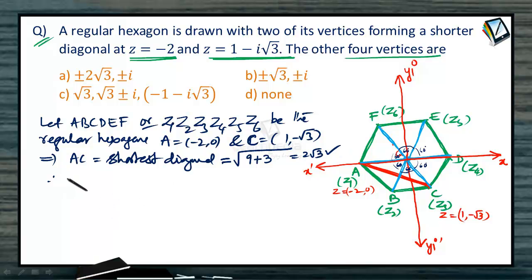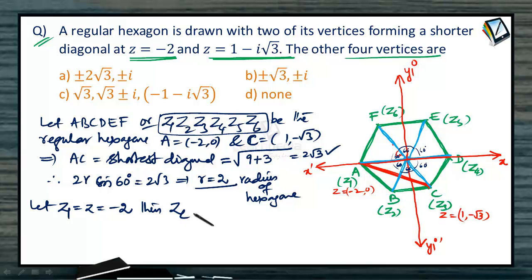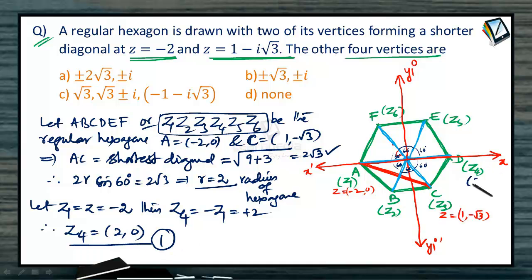Therefore from geometry, the length of the shortest diagonal is 2r sin 60 degrees, which equals 2 root 3. This implies the radius of the hexagon is 2 units. When we have the radius of the hexagon, we can find Z1 to Z6. Let us take Z1 equal to -2. Then obviously Z4 is equal to minus Z1, that is, +2. So one vertex is got: Z4 is (2, 0), vertex number 1.